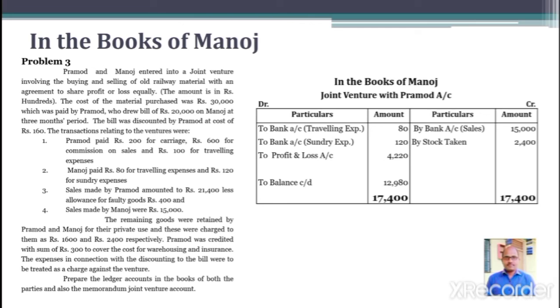On the credit side you can see the sales made by Manoj by bank account 15,000 rupees. Then he has also taken the stock worth rupees 2,400. So the entry is by stock taken account 2,400. Upon closing this account we have a balance of rupees 12,980. So that is to balance carried down.